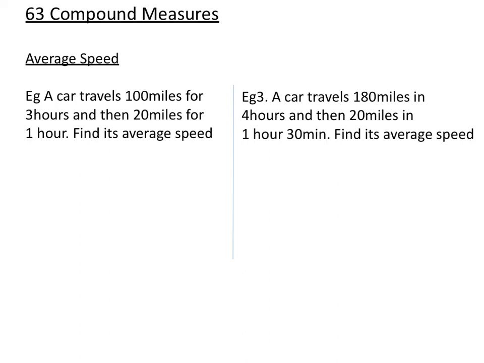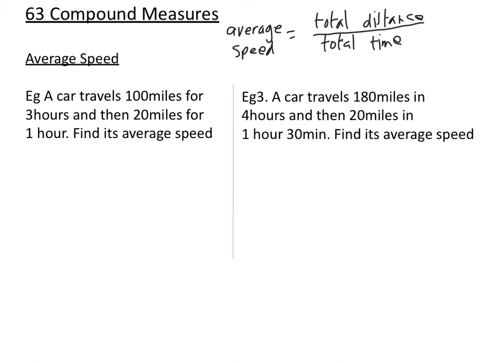Third type of example. A car travels 100 miles for 3 hours and then 20 miles for 1 hour. Find its average speed. So I want you to put in your notes this formula. And that is, to work out average speed, it's the total distance travelled divided by the total time taken.